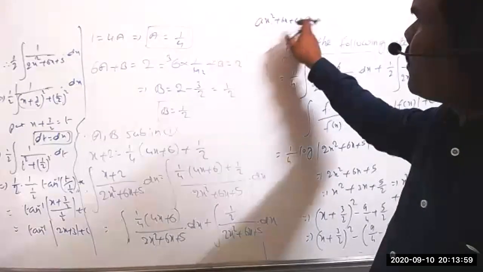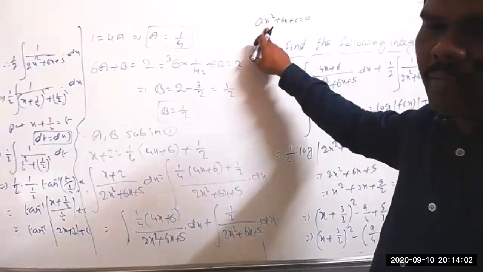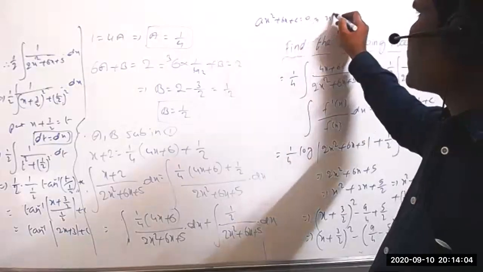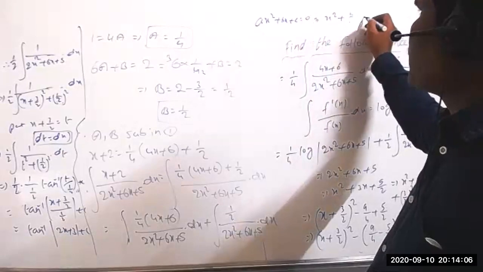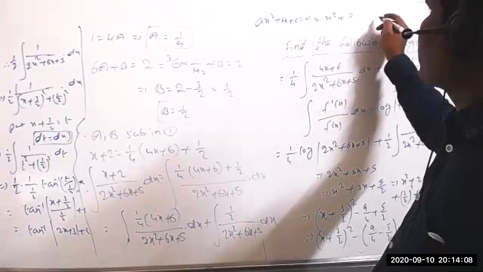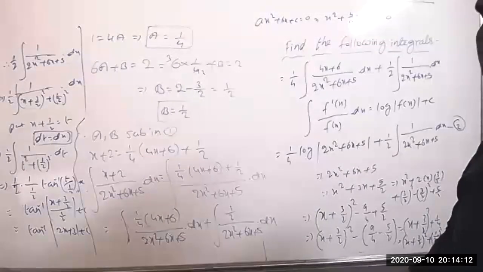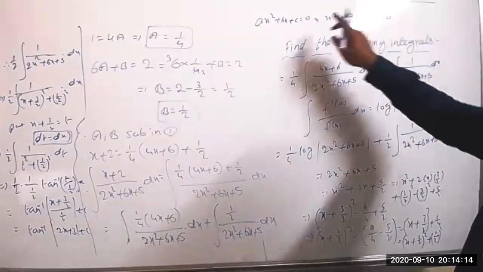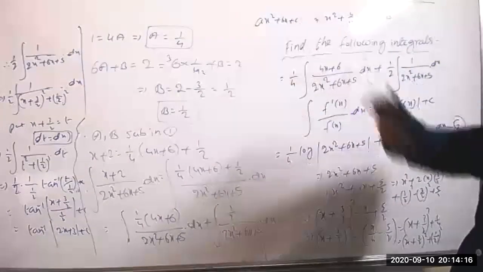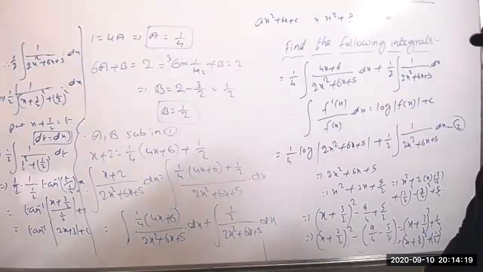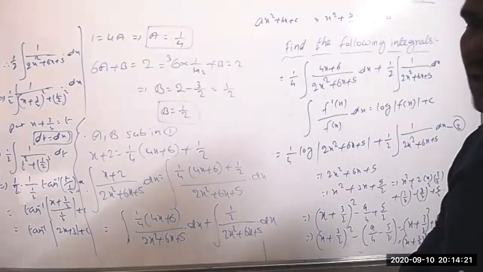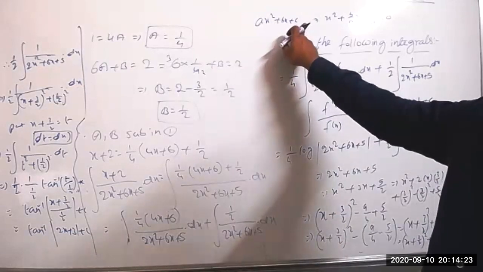Now we can divide both sides by a. It will be x square plus b by a into x plus c by a equal to 0. But suppose equal to 0 is not there. In that case, we can't directly divide by a.